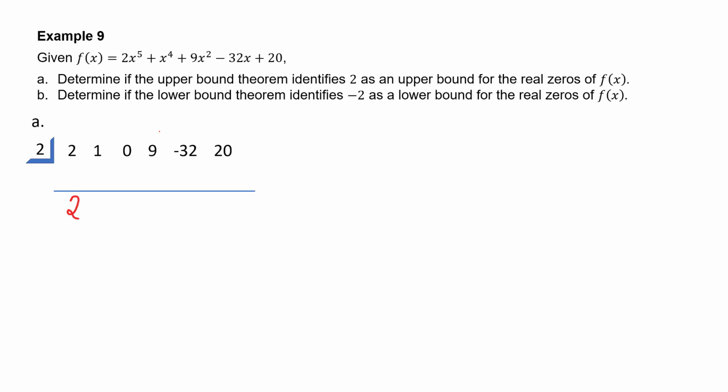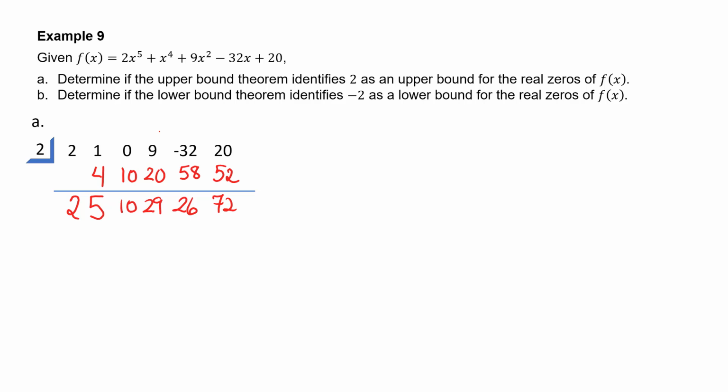Bring down the 2, multiply, 2 times 2 is 4, add it up, 5. 5 times 2 is 10, add it, you get 10. 10 times 2 is 20, add it, you get 29. 29 times 2 is 58, add it up, you get 26. 26 times 2 is 52, and you get 72. So we're just trying to see if 2 is an upper bound. That's part A, that's what they want to know.